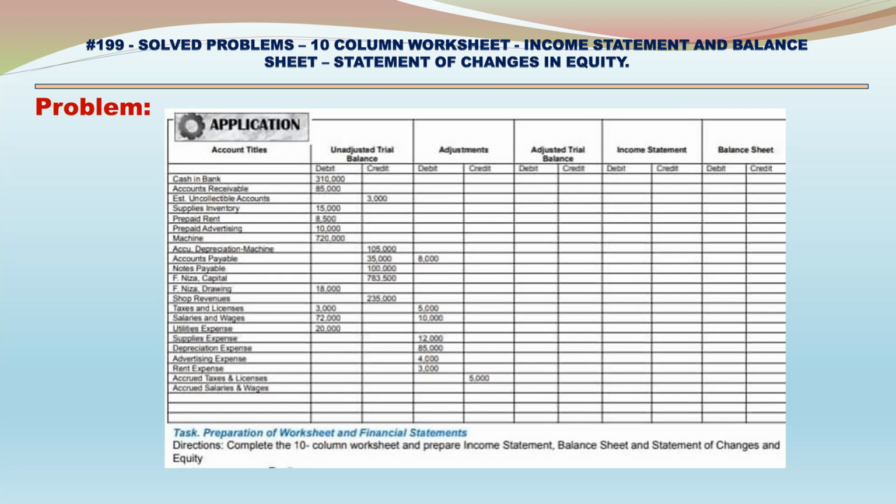In the adjustments, on the debit side, accounts payable 8,000, taxes and licenses 5,000, salaries and wages 10,000, supplies expense 12,000, depreciation expense 85,000, advertising expense 4,000, rent expense 3,000, and on the credit side, accrued tax and license 5,000 only are given. That means the debits and credits of adjustments are not balancing in the problem. Required. Complete the 10-column worksheet and prepare income statement, balance sheet and statement of changes in equity.